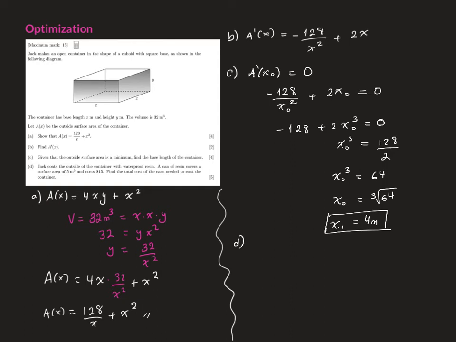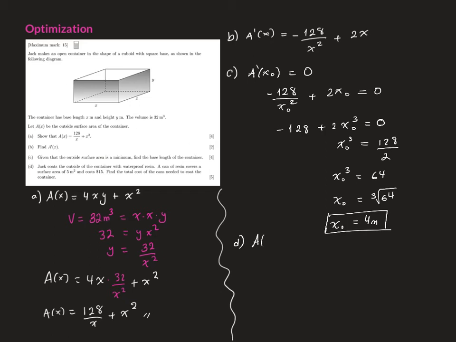Finally, for D, Jack coats the outside of the container with waterproof resin. A can of resin covers a surface area of 5 meters squared and costs 15. Find the total cost of the cans needed to coat the container. So this is saying that we need to find the total surface area and see what's the cost of coating that much area. So let's find the total area.